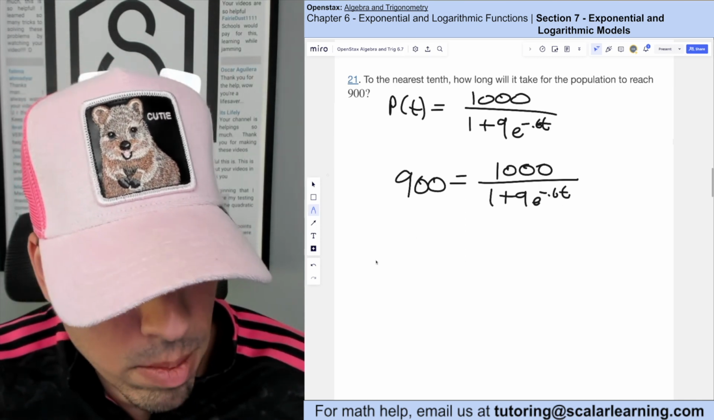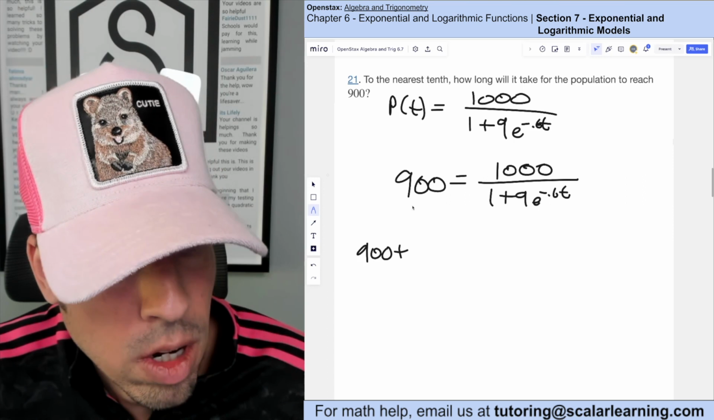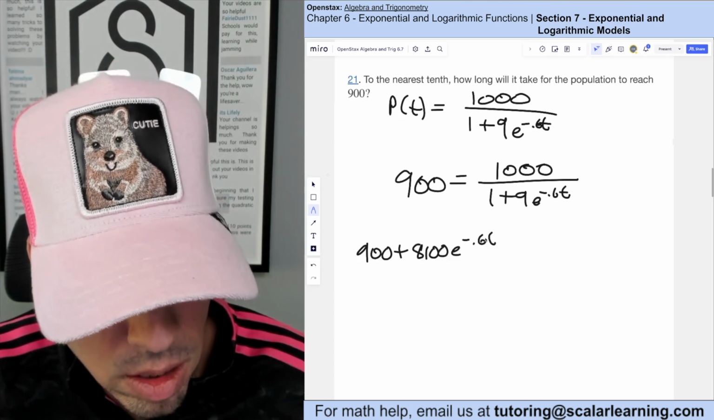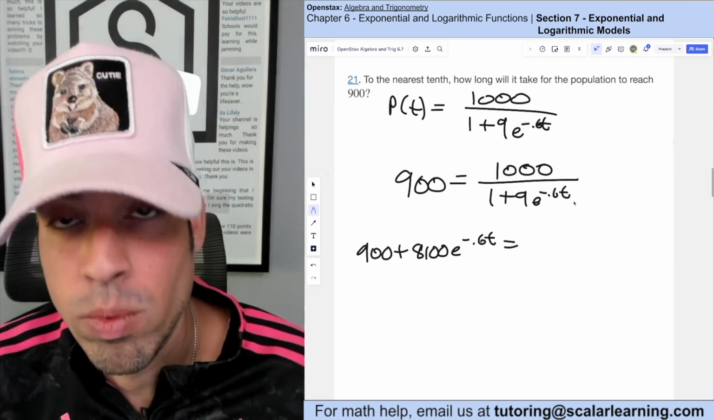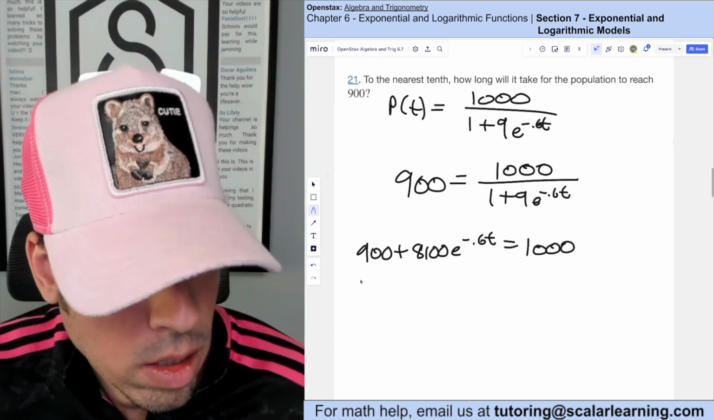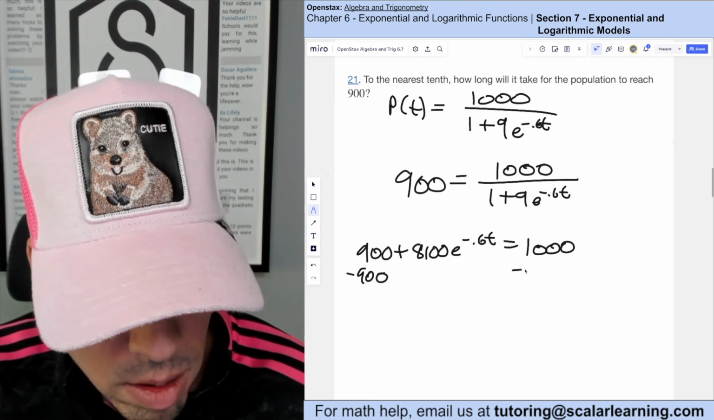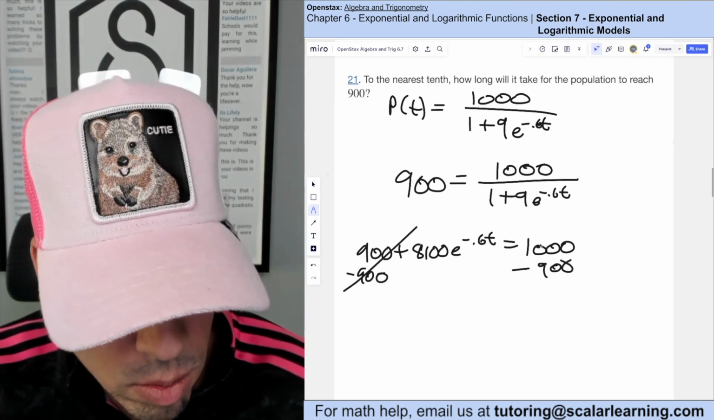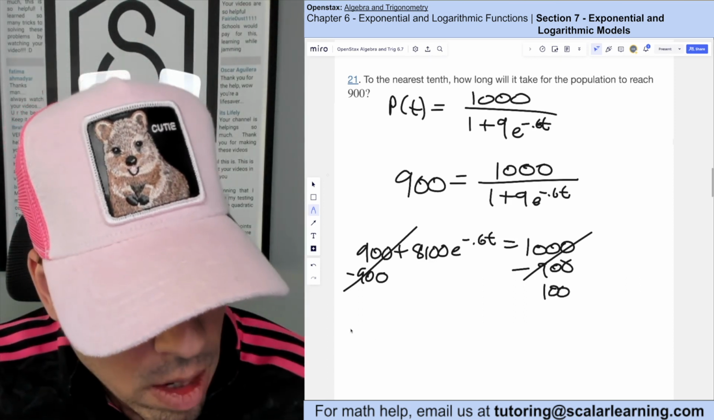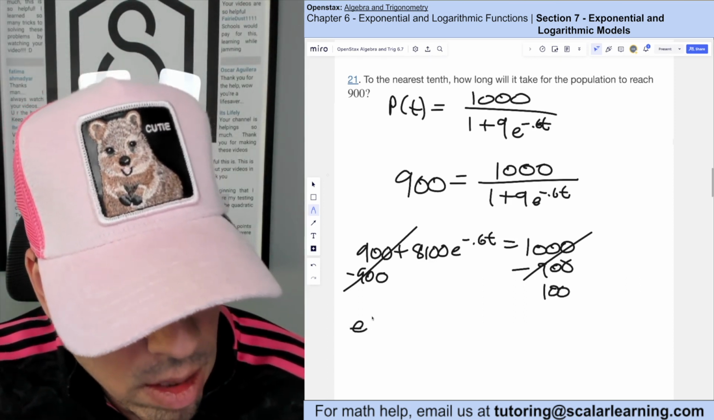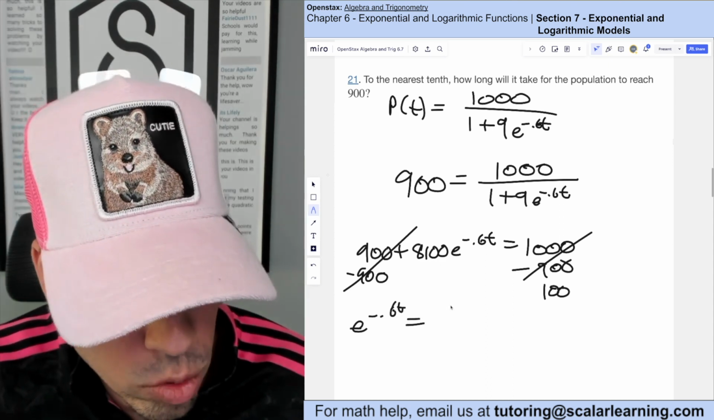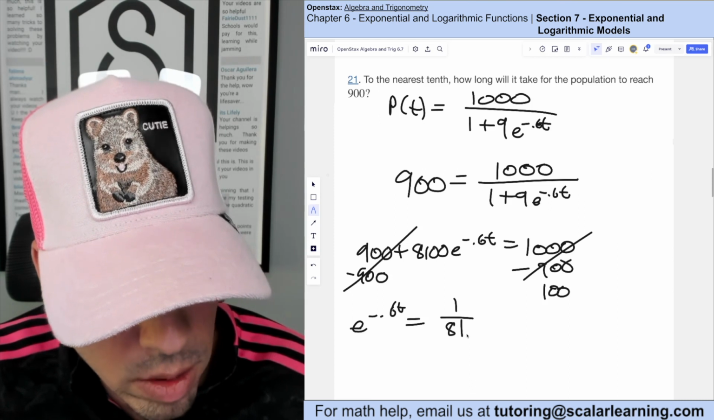So 900 times 1 is 900, plus 900 times 9 is 8,100, e to the negative 0.6t equals, and then you multiply the right side by the denominator, and it just cancels out the denominator, so you get 1,000. Next, I'm going to subtract 900 on both sides, right? And that's going to get rid of that, and that's going to be 100. And then we're going to divide by 8,100. So we have e to the negative 0.6t equals 100 over 8,100, which is the same as 1 over 81.